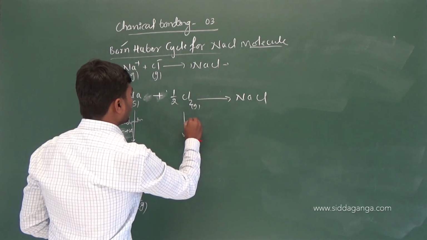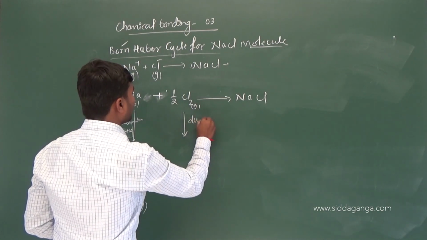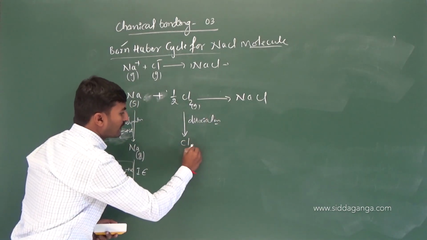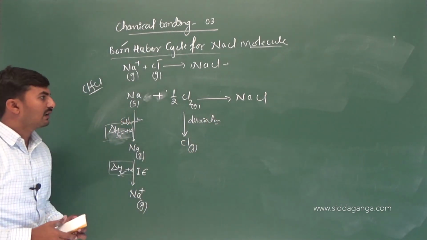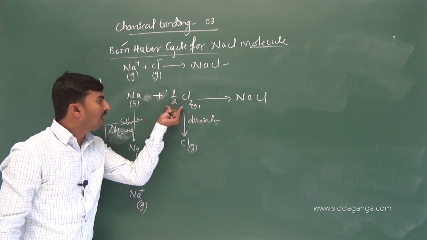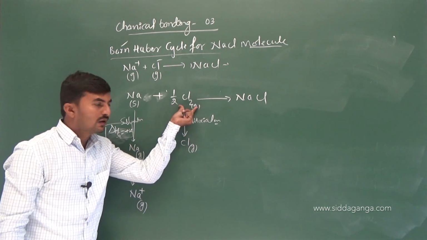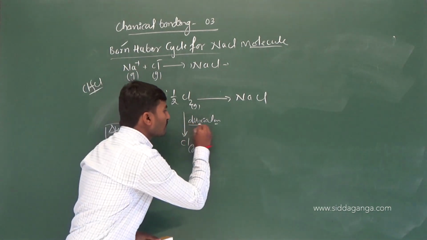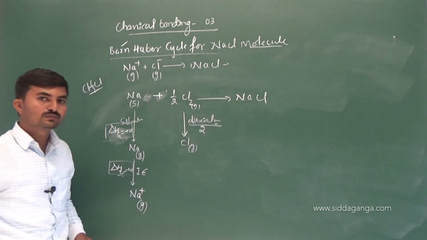We call this dissociation of bond. Here it is converted into gaseous cation, but here we have taken half a mole of Cl. From half a mole to 1 mole, we have now converted. That is why this dissociation energy is divided by 2.